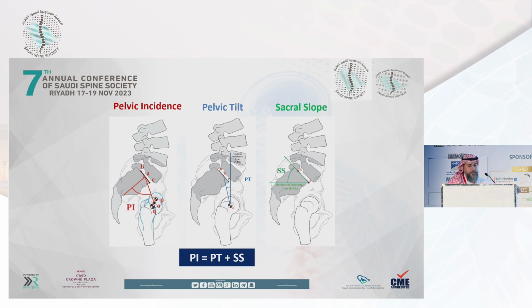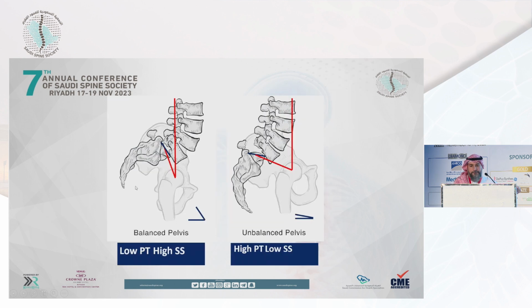So, this is just to show you the pelvic incidence, pelvic tilt and sacral slope. Both of those will give you the pelvic incidence. If the image is oblique, you can take the center of both hips, then measure the pelvic incidence.